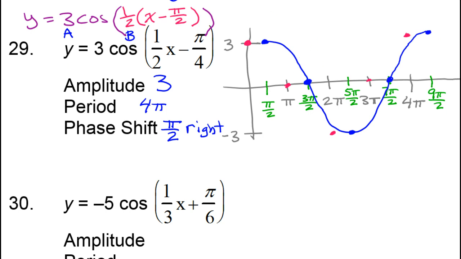Okay, now just for emphasis, if you look at this, the pink points, those critical values, in each case I am shifting them. Each one of them got shifted pi over 2 to the right. And that's how we got the new graph. Alright, that's what phase shift means.